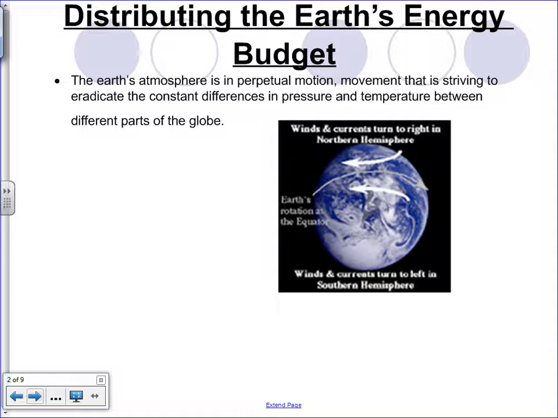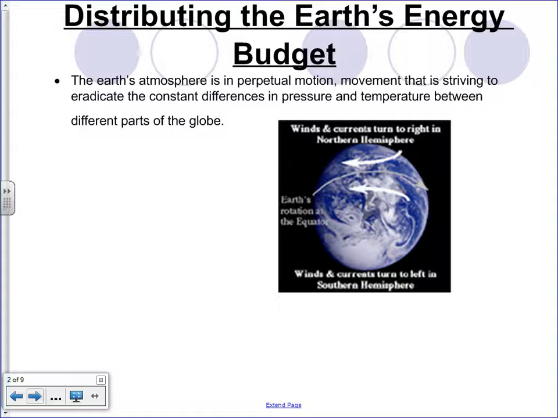So, distributing the Earth's energy budget. We said at the equator we get the most energy. So the Earth's atmosphere has to always be moving, because there are differences in energy, and anytime there's differences in energy, there's movement. Movement of energy usually involves matter moving as well. That matter is going to be the air.